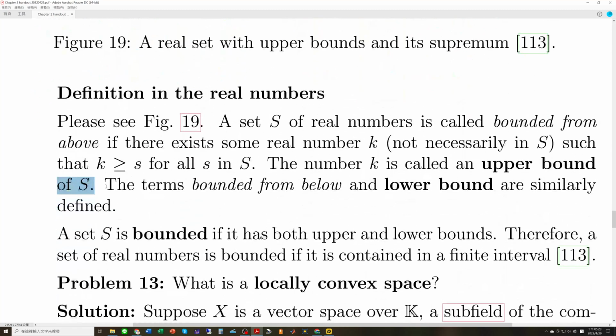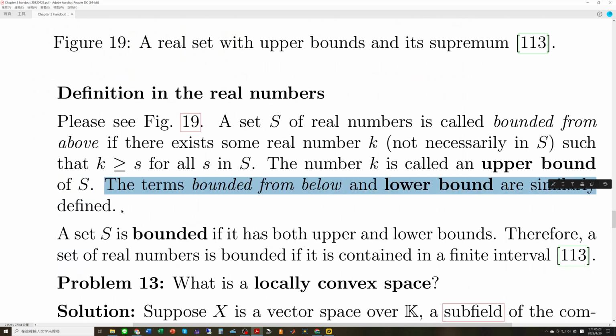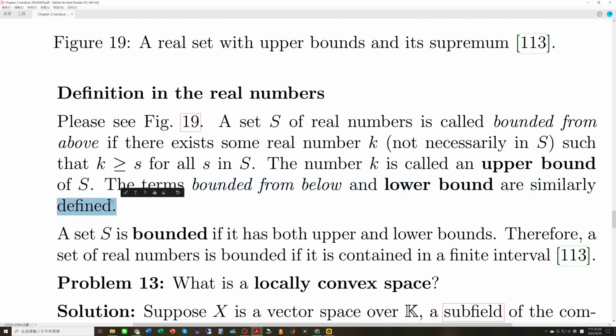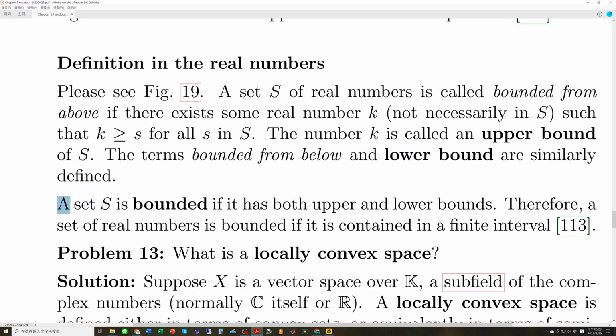The terms bounded from below and lower bound are similarly defined. A set S is bounded if it has both upper and lower bounds. Therefore, a set of real numbers is bounded if it is contained in a finite interval.